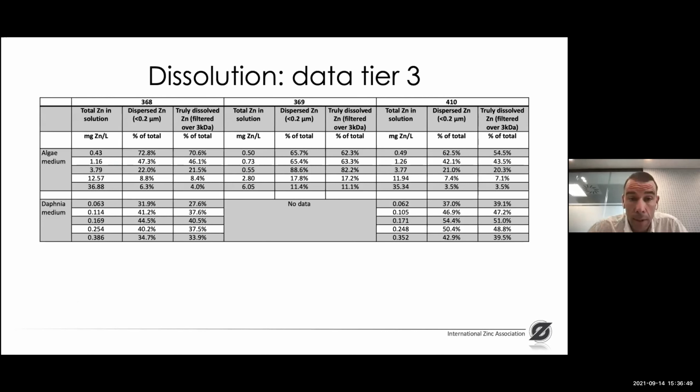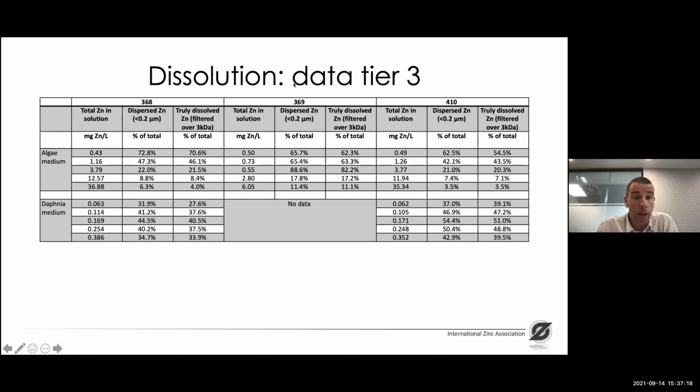Then the dissolution data for tier 3, so the data from tox tests in algae and Daphnia media. These have been tested for 3 particles: 368, 369, and 410. 368 is the standard one, non-hydrophobic. 369 is hydrophobic coated, and 410 are plates.